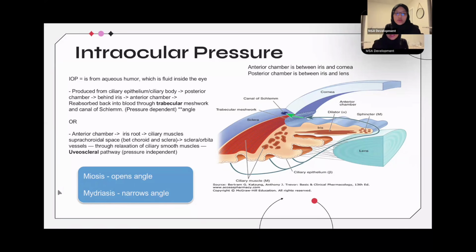Now, miosis, so two things. Miosis means the pupils constricting. If the pupils constrict, the iris will go like this. If you can imagine, to constrict the pupil, this will contract, and this will open that angle or outflow, which is good. If there's dilation of the pupil, it pushes on this opening, pushes on the anterior chamber and closes this angle. So that narrows the angle.